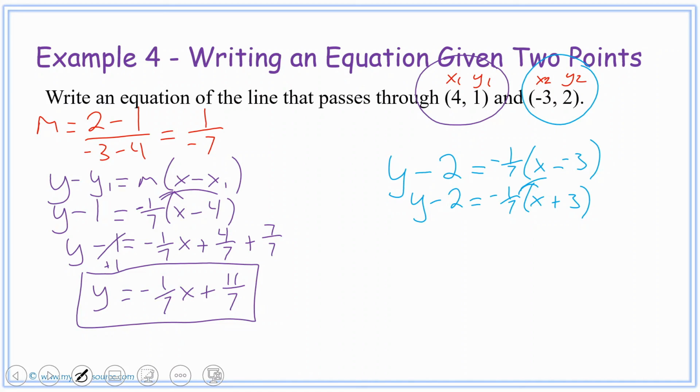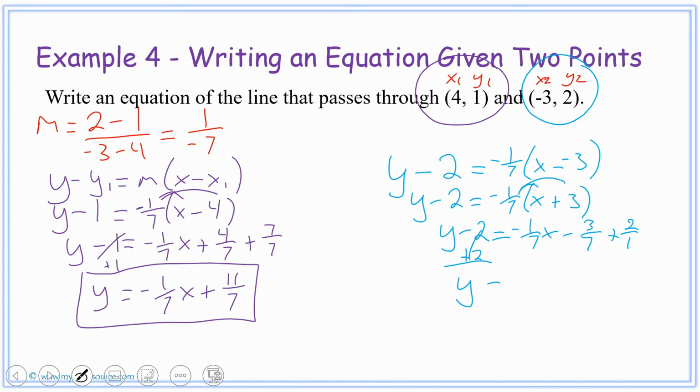And then we can distribute. So we have y subtract 2 is equal to negative 1 over 7 x, and then that's going to give us negative 3 sevenths. All right, and so we're going to add 2 on both sides. And I'm just going to add the 2 up here, and that can be written as 2 over 1. So here we'll just cancel.